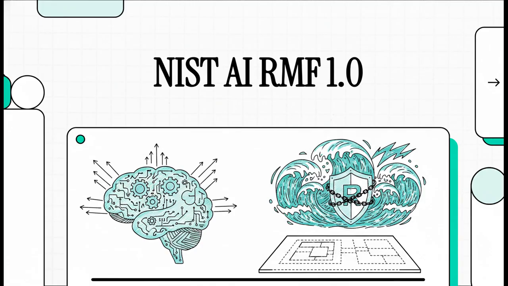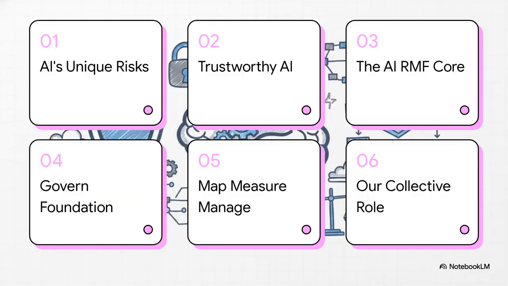The National Institute of Standards and Technology, or NIST, recognized this and put together a really comprehensive blueprint to help organizations navigate these turbulent waters. Here's our agenda for today. We're going to cover AI's unique risk landscape, define trustworthy AI, look at the AI RMF core, explore govern as the cultural foundation, walk through the map, measure, and manage loop, and finally discuss our collective responsibility.